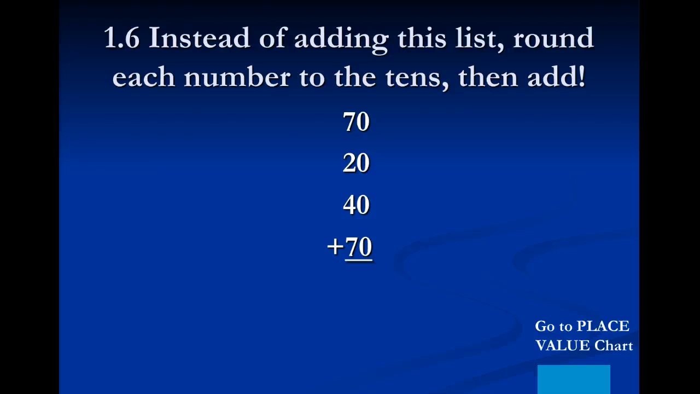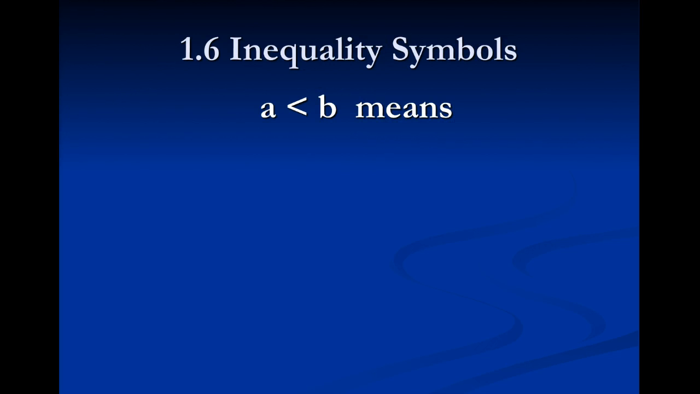And if you did that, you should come up with about 200. Again, it's just a way to estimate values. If you have to add several digits in your head quickly, that's one trick to use there. Let's move on to the bottom of page 13 and look at inequality symbols.